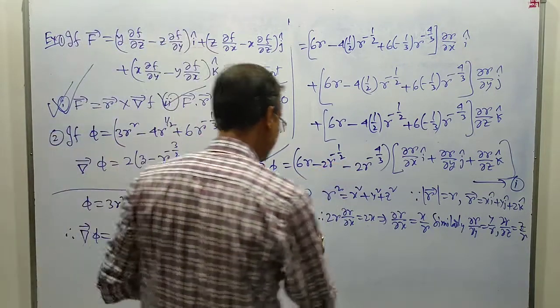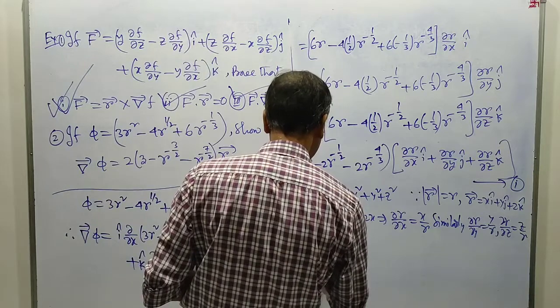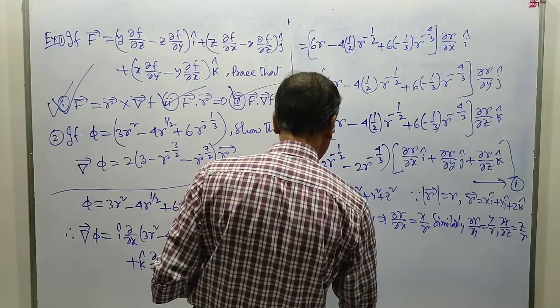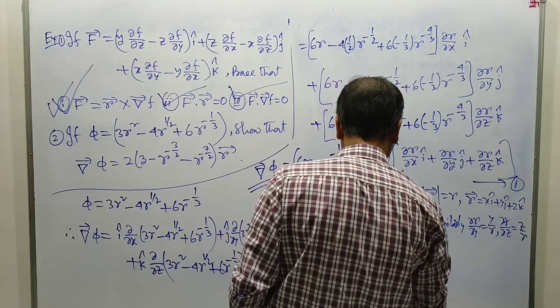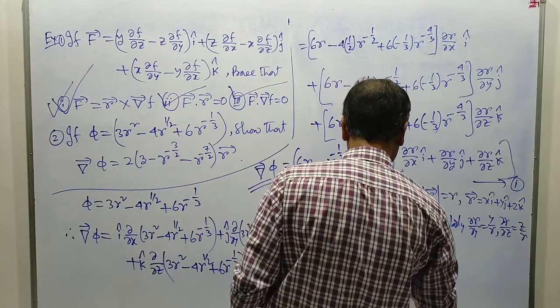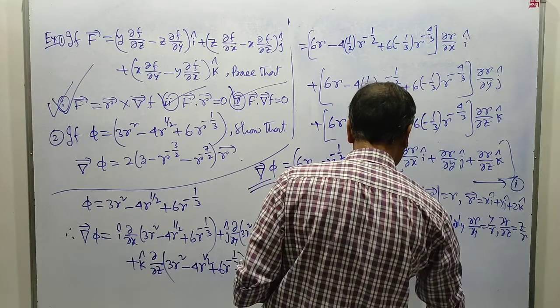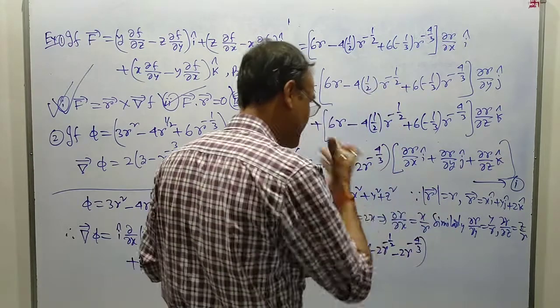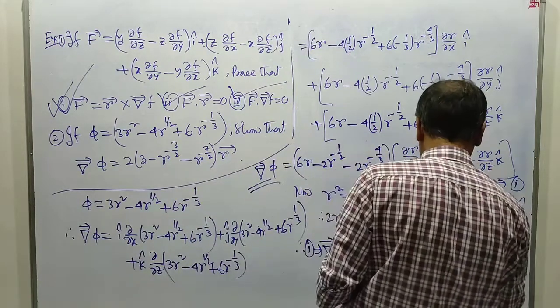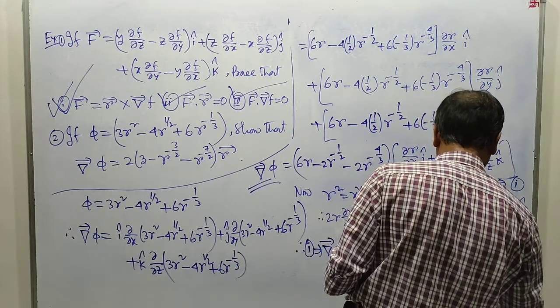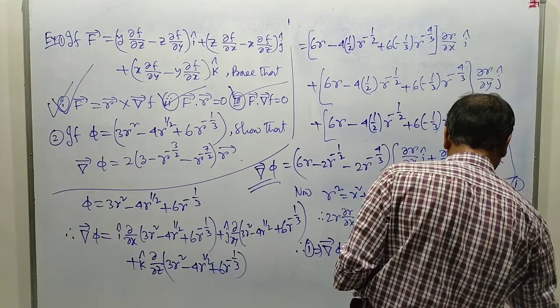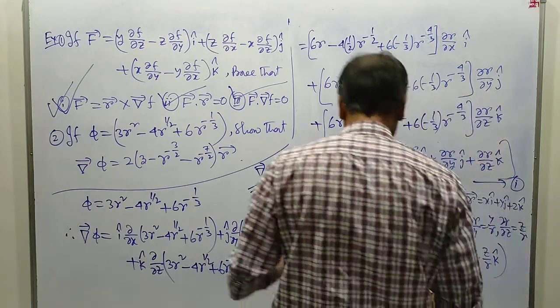Therefore, from 1 you will get the gradient of phi equal to 6r minus twice r to the power minus 2 minus twice r to the power minus 4 by 3, times x by r i cap plus y by r j cap plus z by r k cap. It will be like this.